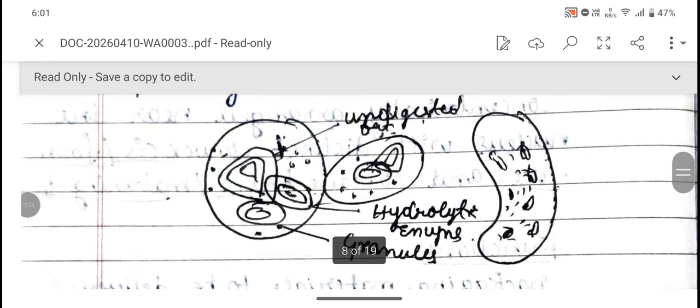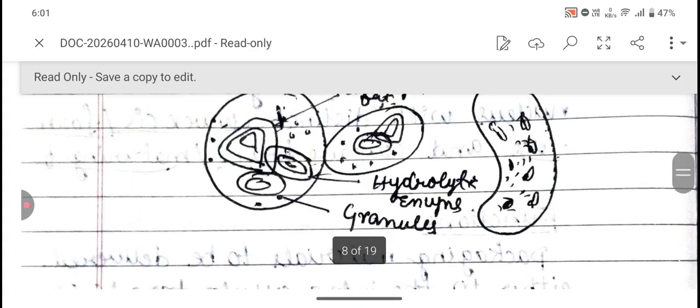The lysosomes are rich in hydrolytic enzymes, and when you observe the shape, these are vesicle-like structures consisting of granules, hydrolytic enzymes, and some undigested fats. So these are also known as suicidal bags of the cell.